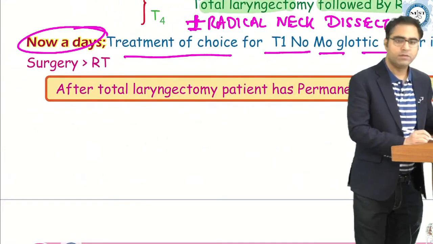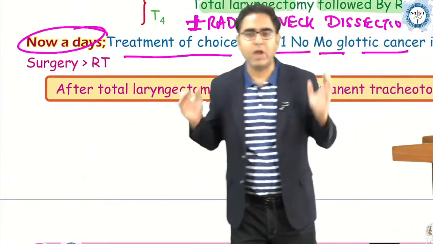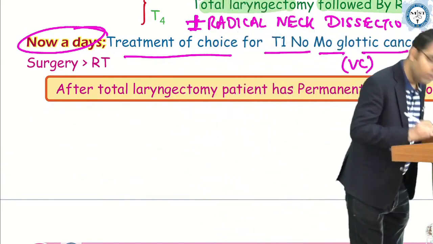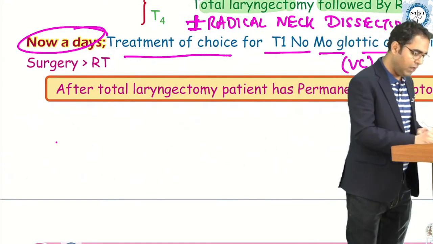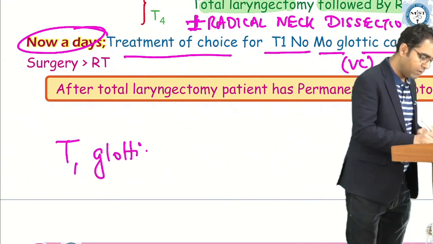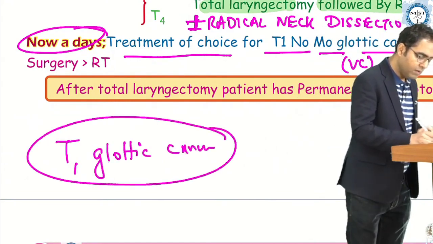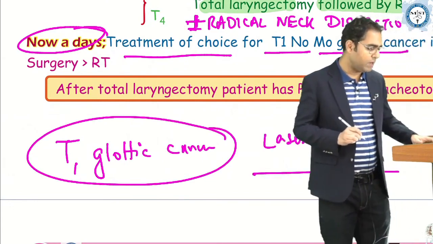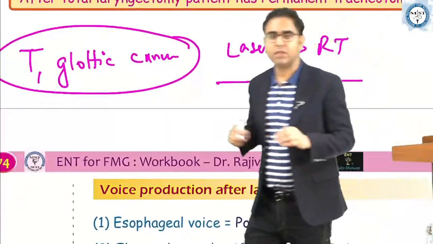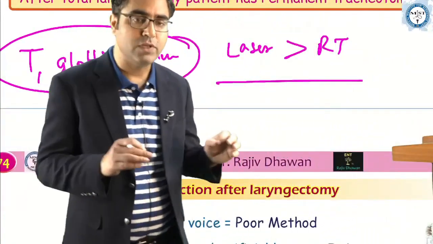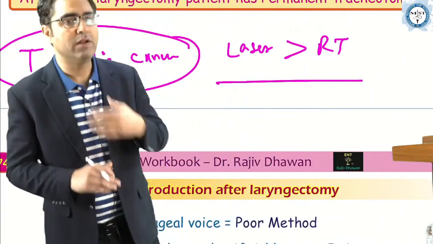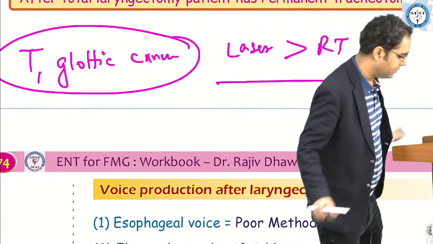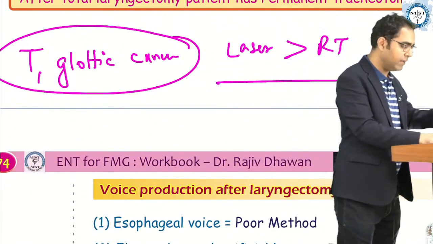This is the latest thing, beta. Nowadays, treatment of choice for T1, N0, M0 glottic cancer. Glottic cancer means vocal cord cancer, beta. Highlight that. For T1 glottic cancer, write it down below. Laser is a better answer than radiotherapy nowadays, beta. This is a new thing. For T1 glottic cancer, laser is a better answer than radiotherapy. If particularly the MCQ is about T1 glottic cancer, I will look at the answer choices. If the word laser is written over there, I'll mark laser as the right answer, beta.